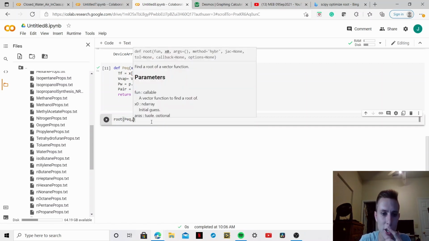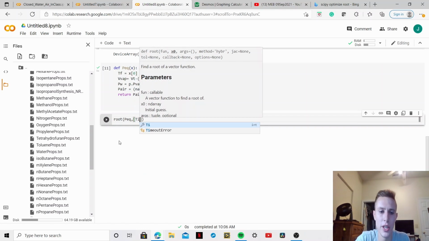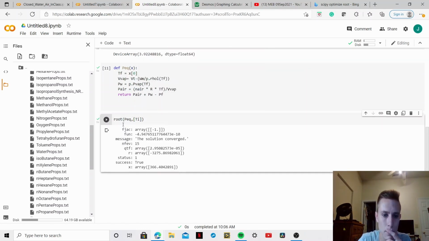And now we're going to throw in our initial guess. Our initial guess can be anything. Let's just throw in our initial temperature as our first guess. And let's run it. So as you can see here, it worked.